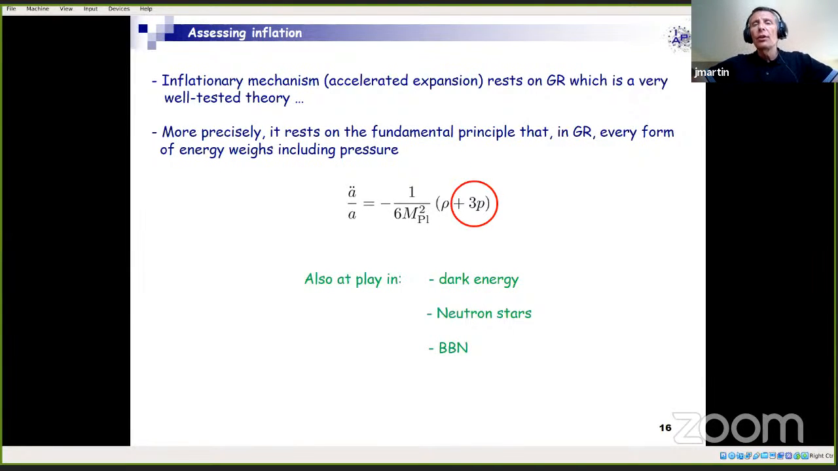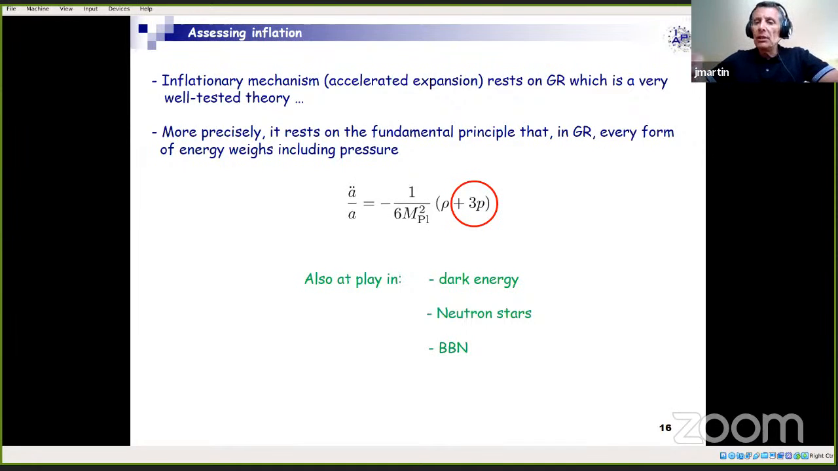And usually when the tests of GR are derived, they are not very sensitive to that term, because usually this term is very small. In fact, this term plays a crucial role in four situations, at least to my knowledge: inflation, of course, dark energy, but dark energy is almost the same as inflation, neutron stars, and Big Bang nucleosynthesis. So these four examples can be used to test whether the 3p term is really there in nature.